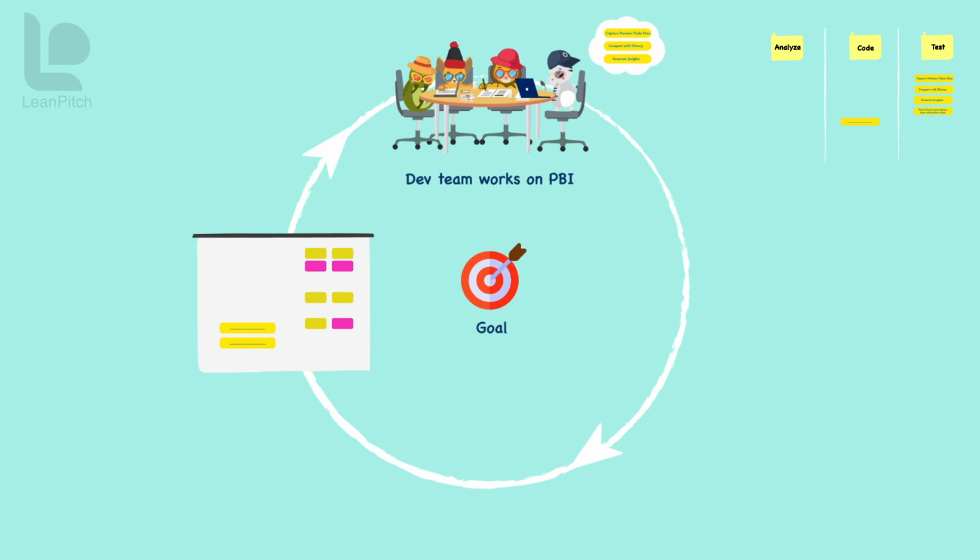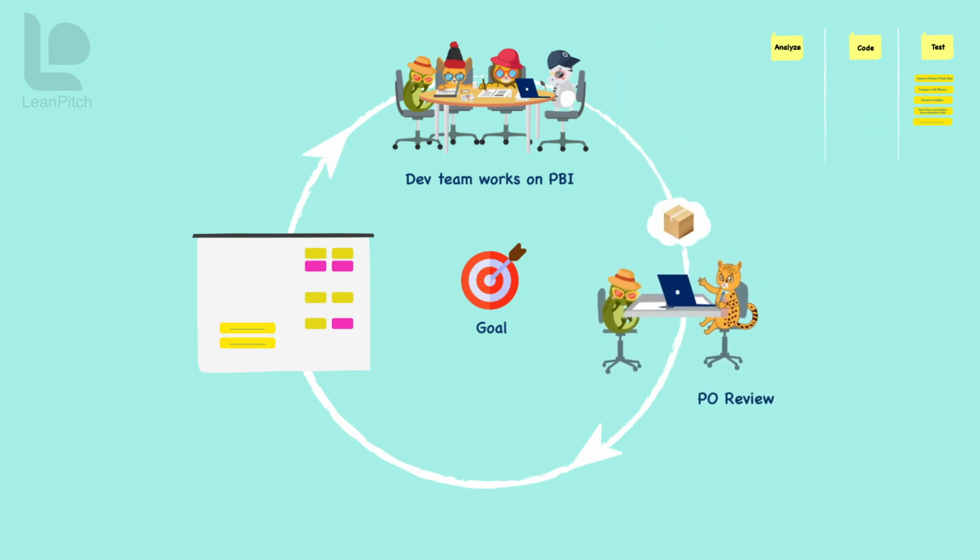As and when an item meets the definition of done, the PO reviews the work and accepts or provides feedback. A PBI is not done unless the product owner accepts it. The review by the product owner happens throughout the sprint as an ongoing activity.